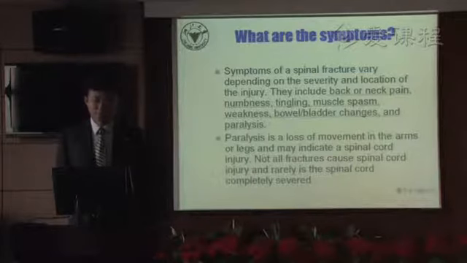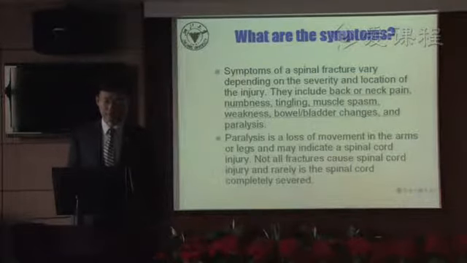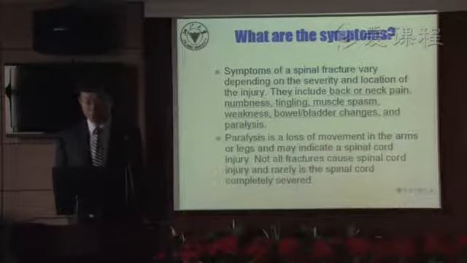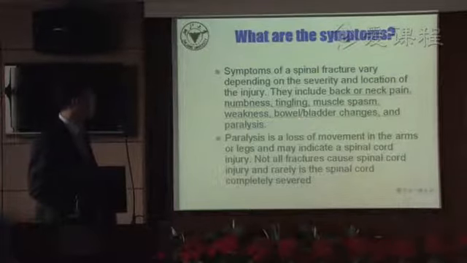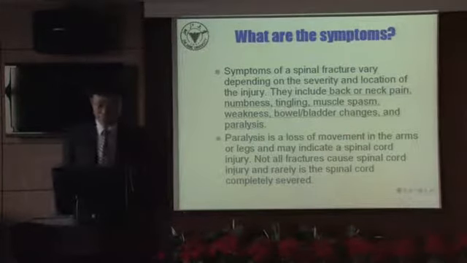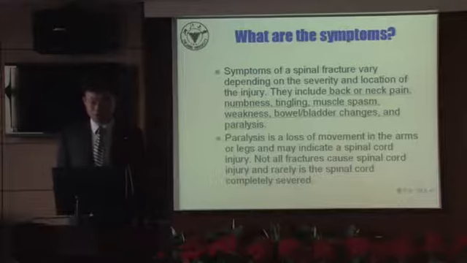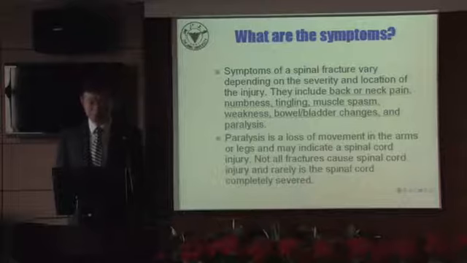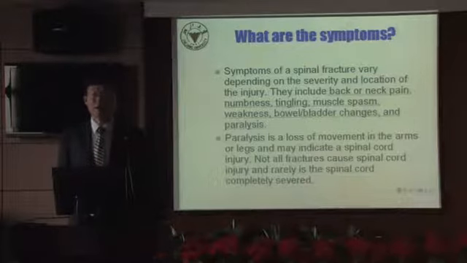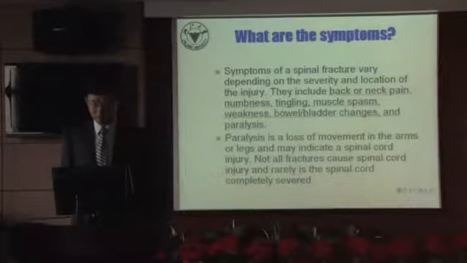What are the symptoms? Symptoms of spinal fractures vary depending on the severity and the location of the injury. They include back and neck pain, numbness, tingling, muscle spasms, weakness, bowel and bladder changes, and paralysis. Paralysis is the loss of movement in the arms or legs and may indicate a spinal cord injury. Not all fractures cause spinal cord injuries. Rarely is the spinal cord completely severed.